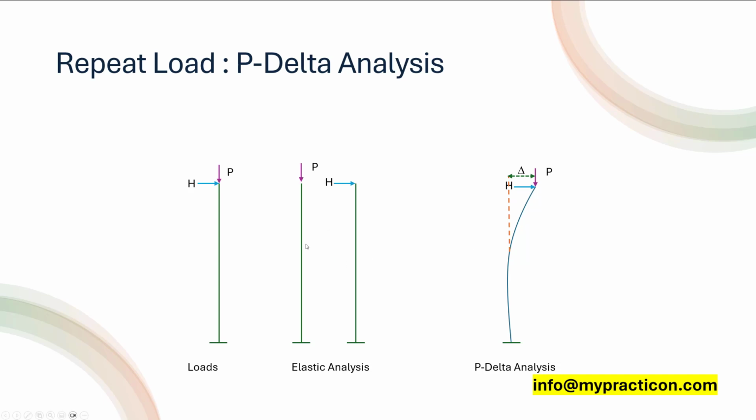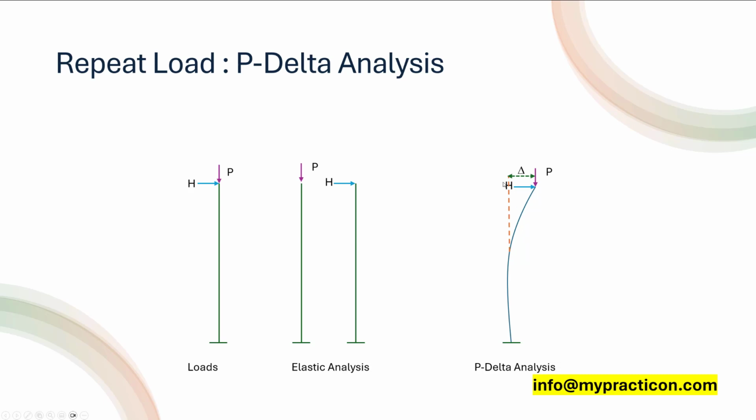So for example, the axial stress is P by A, and over here there is a bending stress: H times the length of the member provides the moment, and based on that we get the bending stress. So for elastic analysis, the load combination works fine, no problem at all. Even if you use repeat load, it still works. But in the case of P-delta analysis or nonlinear analysis, if you use load combinations, what will happen? Due to the axial force P, the member won't be deflected and remains in the same place.